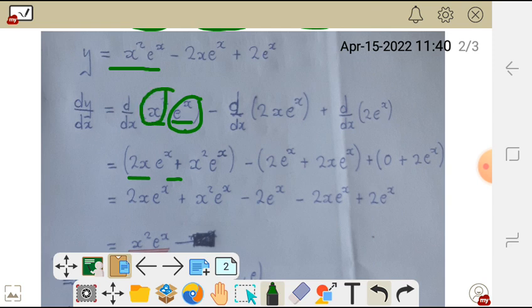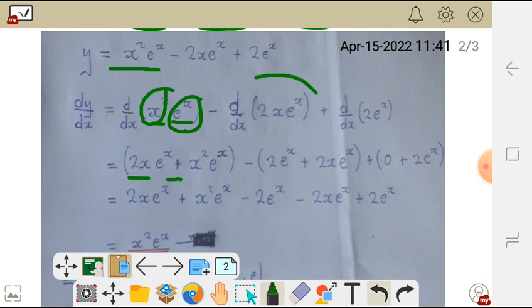So if you don't know how to differentiate e to the power x, just watch the previous video I made. I've explained how to differentiate e raised to a power. After that, you are going to have a clear picture of what is happening here. Okay, so we move forward.